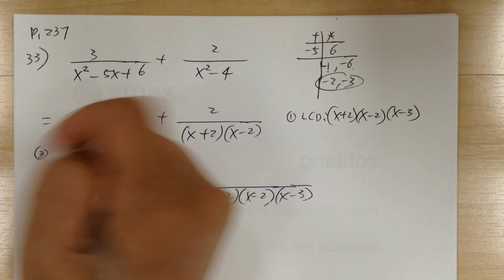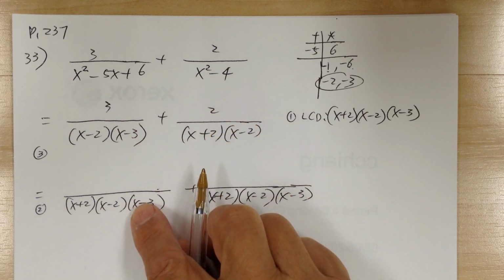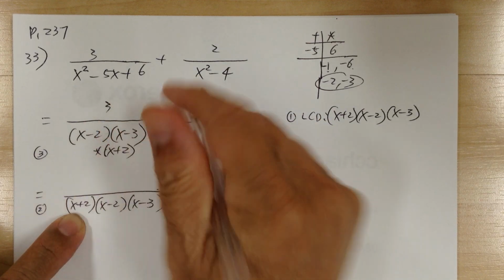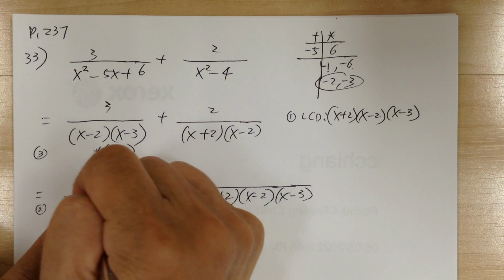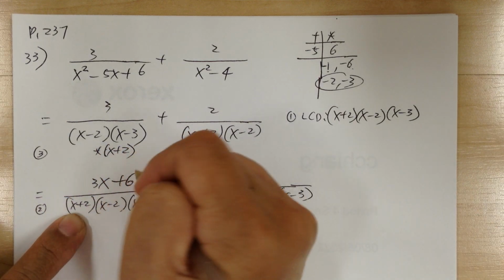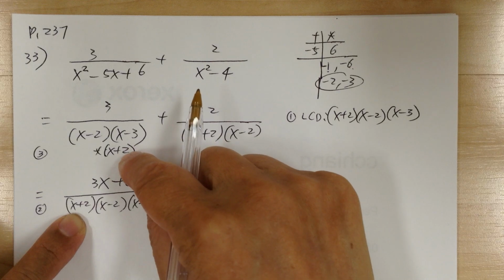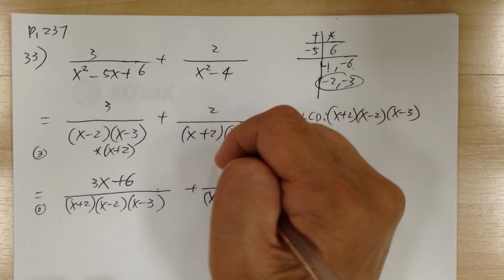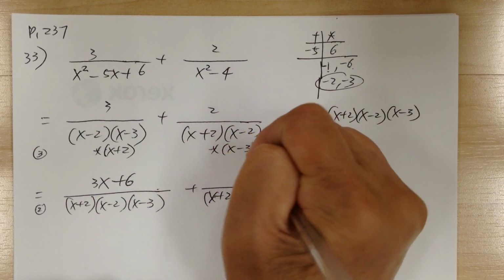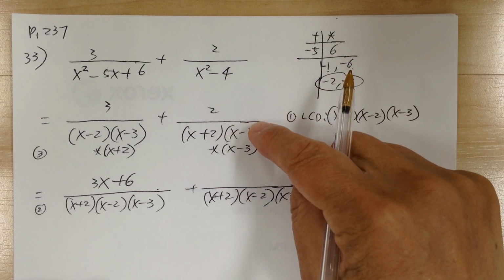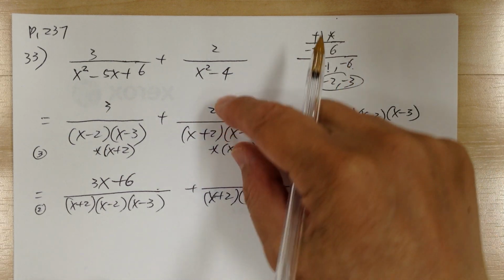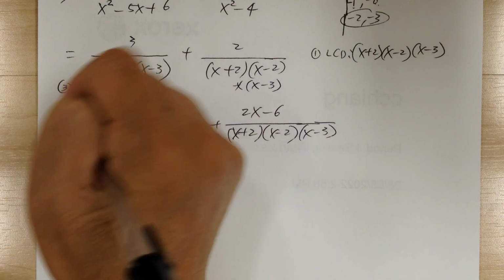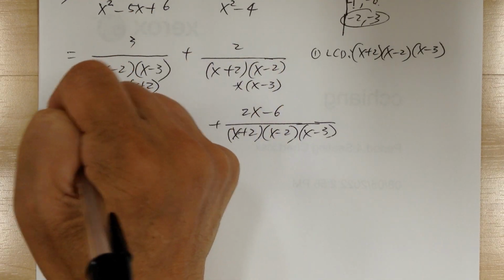Then step 3, you have to figure out how you're going to get from here to here. From here to here, you're missing the x plus 2, so you need to multiply by x plus 2. The top will give you 3x plus 6. You have to multiply the top by the missing factors. Let's go to this one. Here you're missing the x minus 3, so you need to multiply by x minus 3. The top will give you 2x minus 6. So step 3 and step 4 is multiply out.